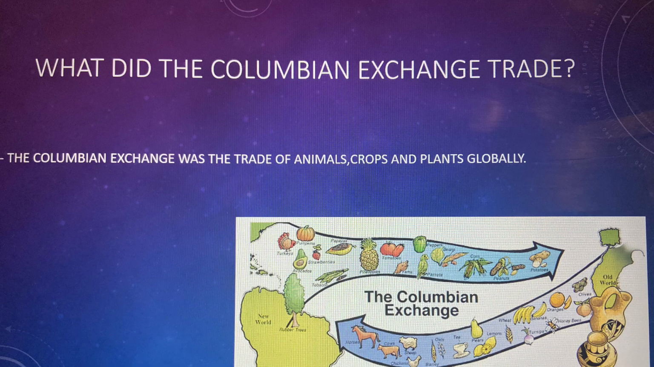What did the Columbian Exchange trade? The Columbian Exchange was the trade of animals, crops, and plants globally. And here is a picture of an example of the animals and crops that were traded.